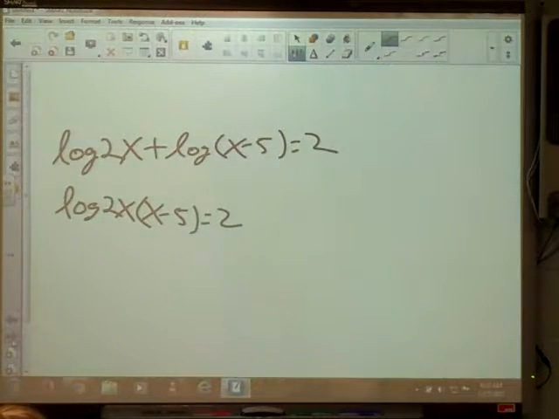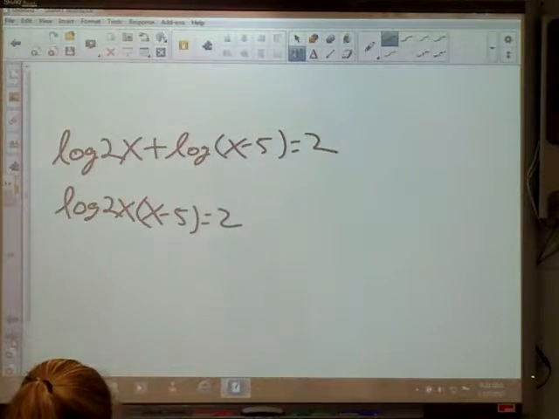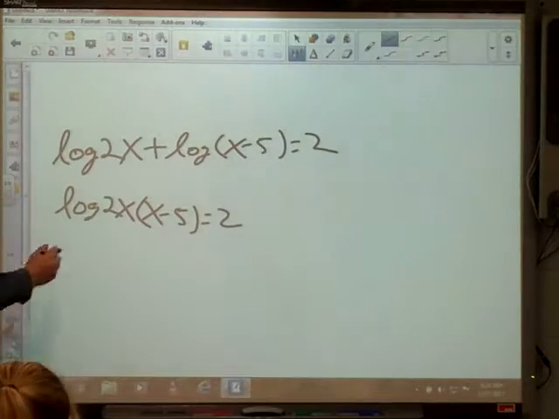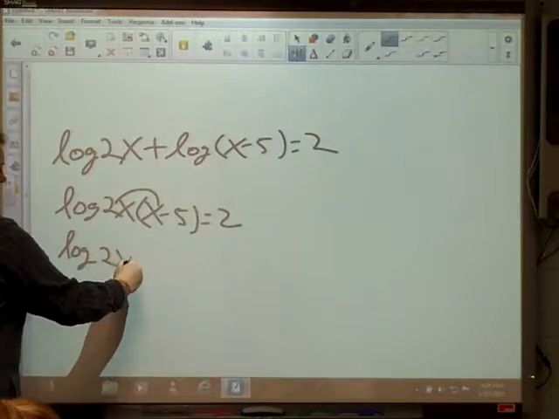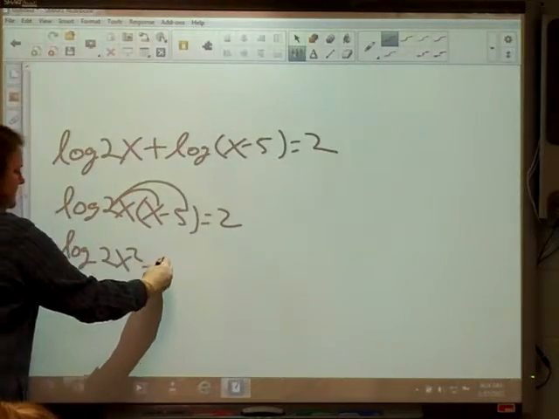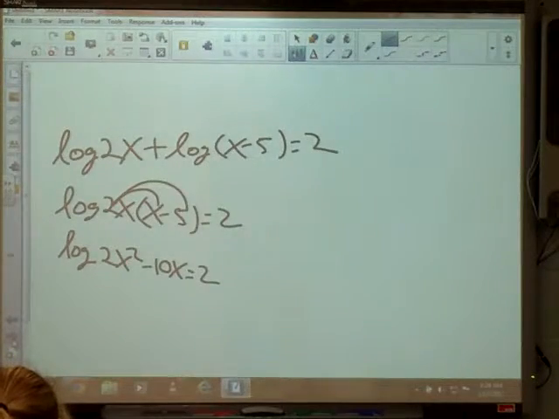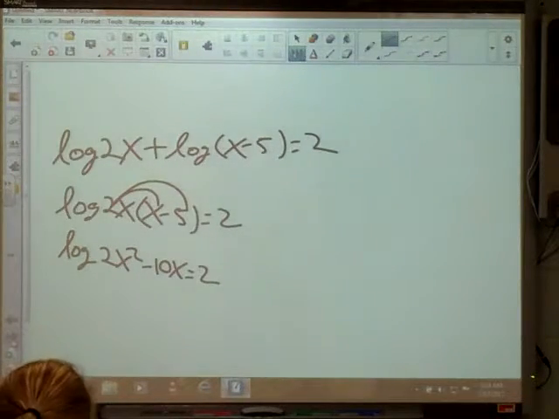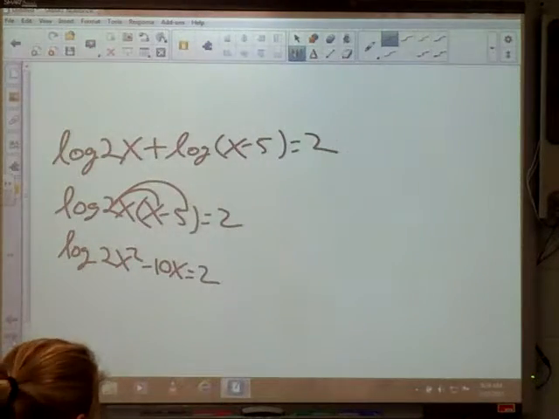You distribute? You could distribute here, and that would be okay. You could go straight to exponential form, and that would be okay. So you want to go ahead and distribute since Kylie said that? Is that all right? So get me log of 2x squared minus 10x is equal to 2. Now that looks funny because your n is big, but it's okay.